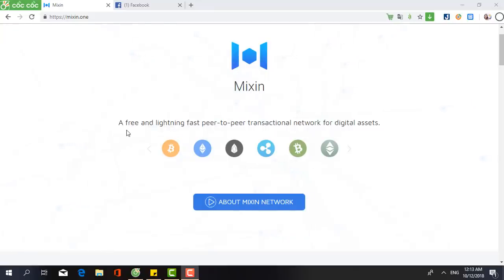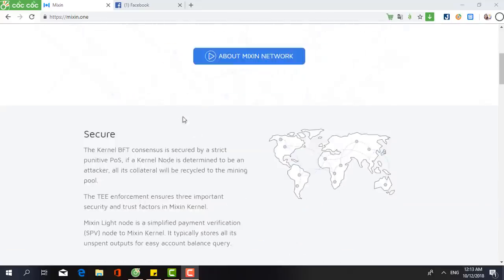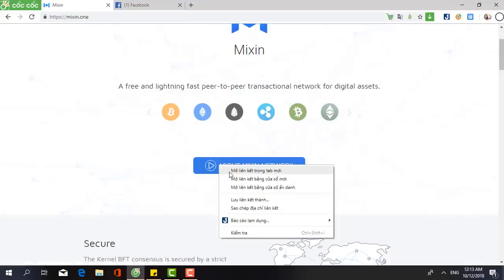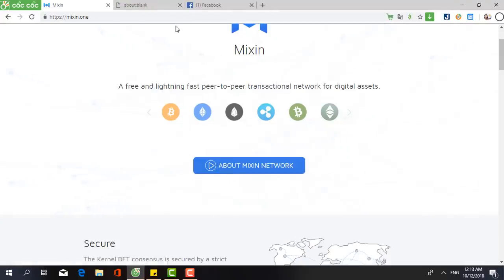Mixin network is a free and lightning fast peer-to-peer transactional network for digital assets. Here are some general views. Here is a video introducing the Mixin network. I will play it for you to watch.